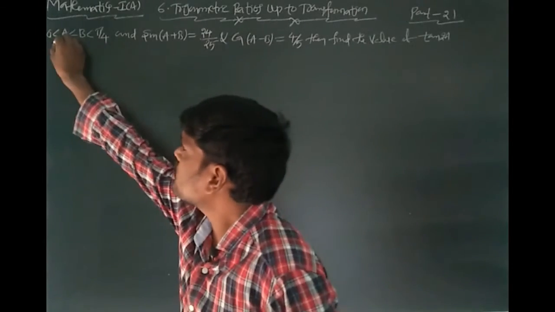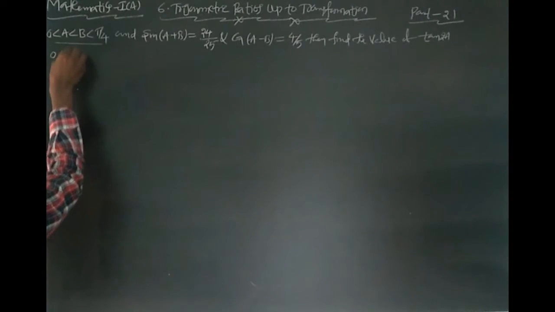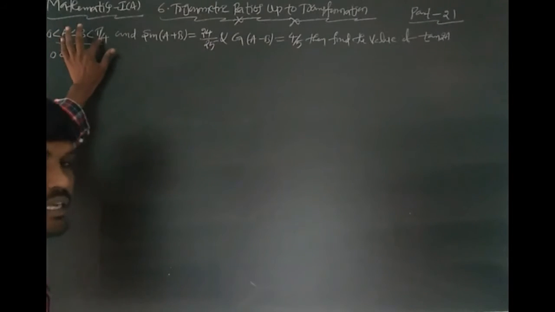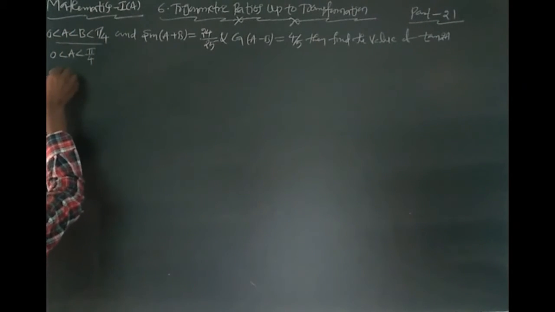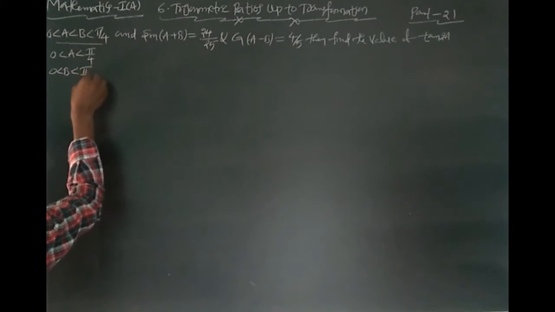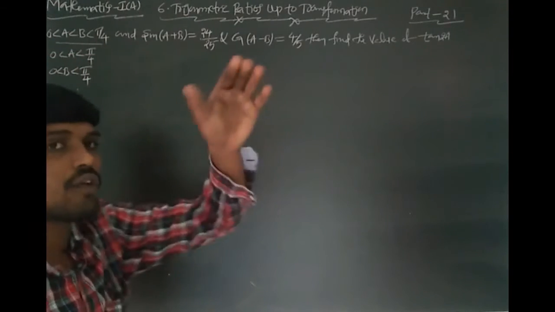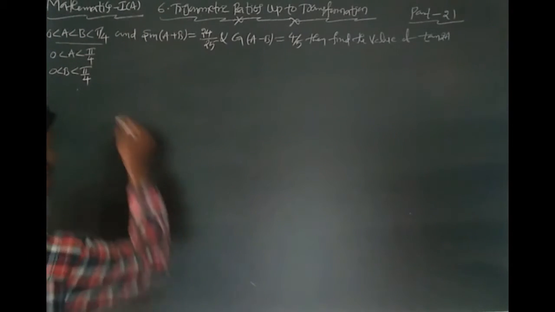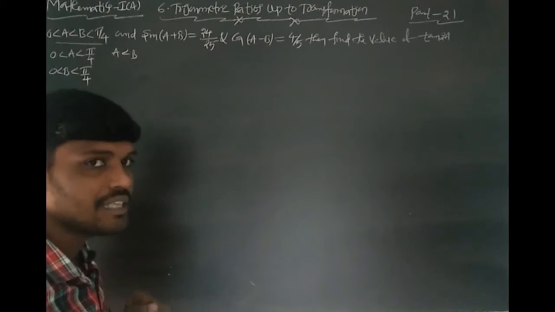First of all, we have to take this interval. 0 less than a less than pi by 4 is one interval, so a lies between 0 and pi by 4. B lies between 0 and pi by 4, another interval. These two are the intervals in this condition. After that, in this condition, the value of a is less than b.